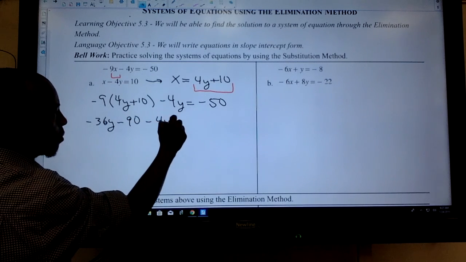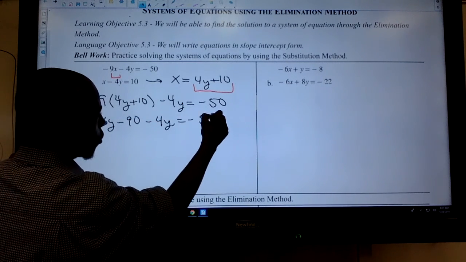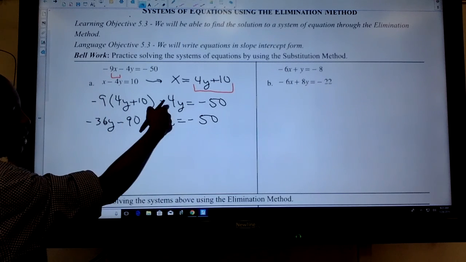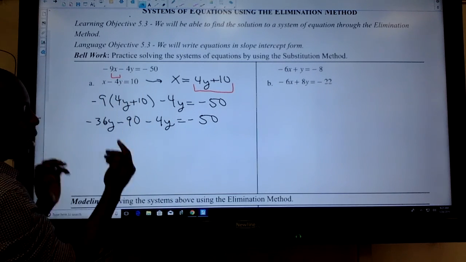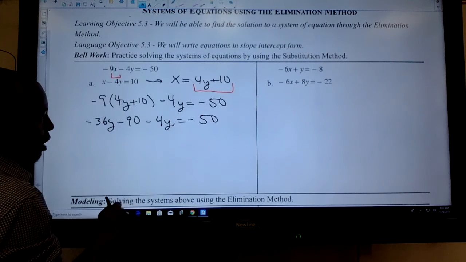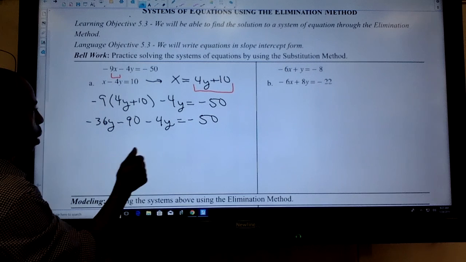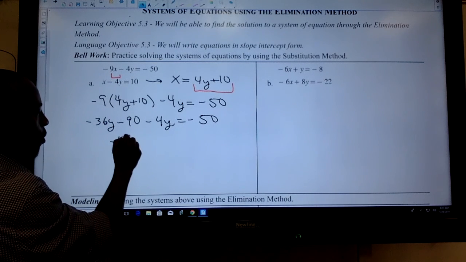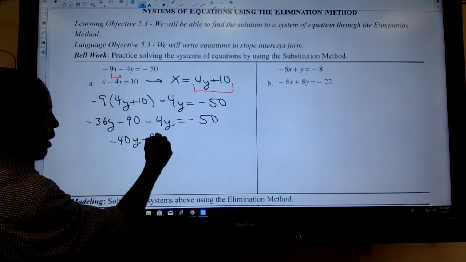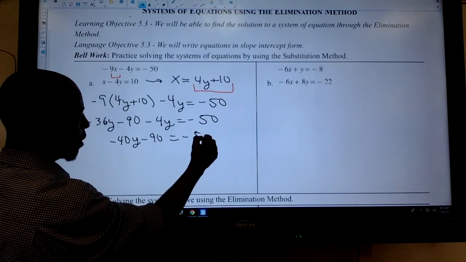Minus 4y equals negative 50. Remember, I'm not going to distribute the negative 9 to the negative 4y because it's not next to it in parentheses. That's over on the other side. So now I can combine like terms. Negative 4y and negative 36y gives me negative 40y minus 90 equals negative 50.